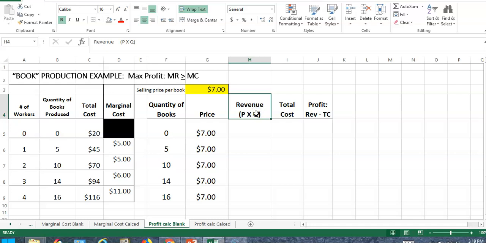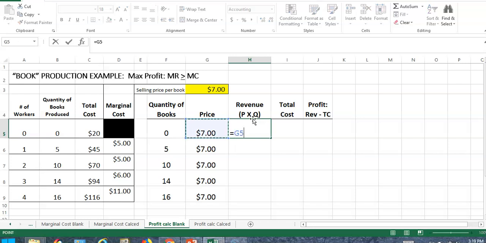Well, let's calculate our revenue at each level of production. Our revenue is price, how much we sell each book for, times the number of books. If we sell no books, we have no revenue. But if we sell 5 books, 5 times the price of 7, that means we're getting sales of $35.